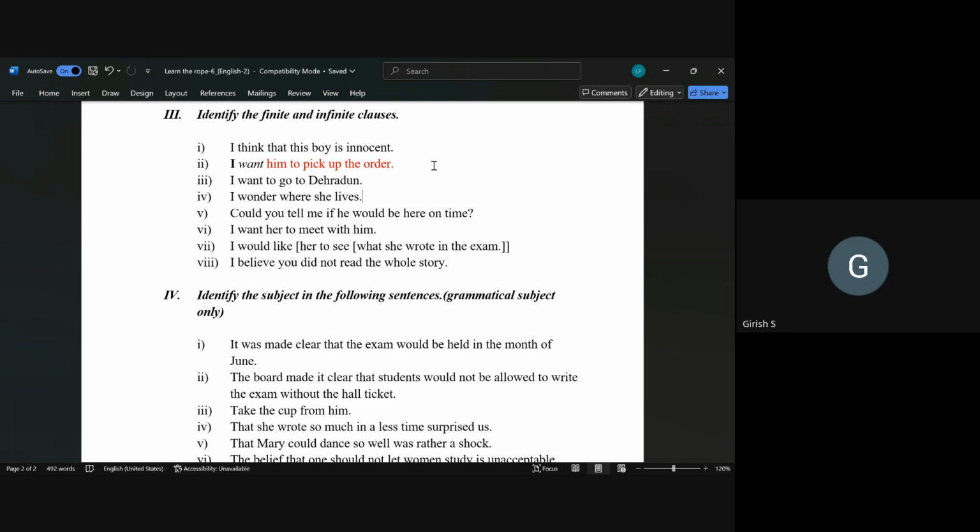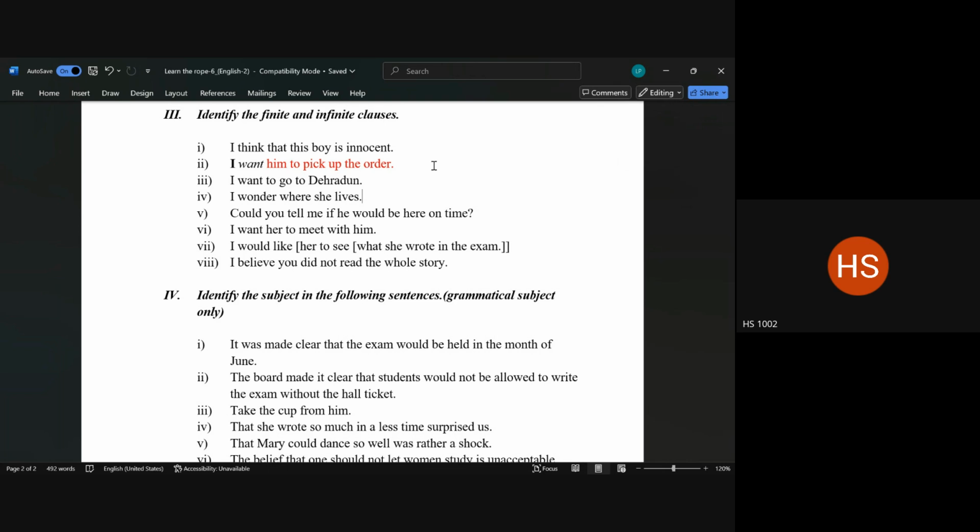Ma'am, in the previous question, is the verb to pick or to pick up? The infinitive is to pick or to pick up? To pick up. Yeah, pick up is basically a phrasal verb, right?